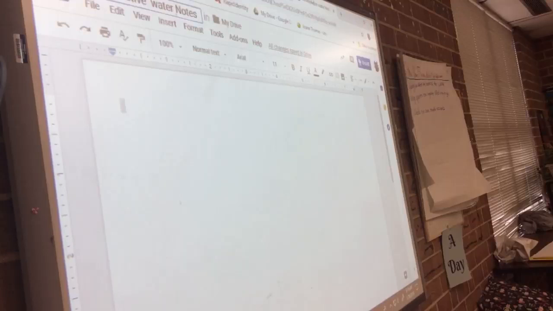All right, we're going to title this Group Water Notes. And this is going to be, hopefully, the last notes we'll take for fresh water. And we're going to go through this pretty quickly. All right.